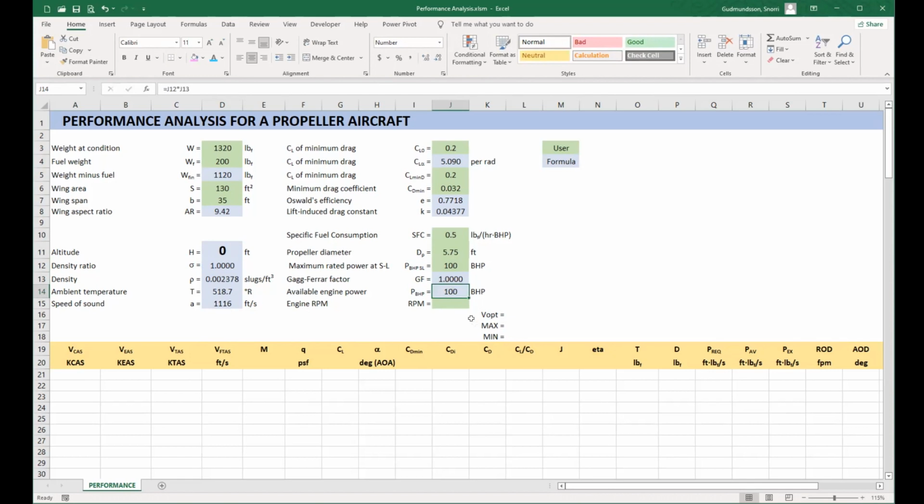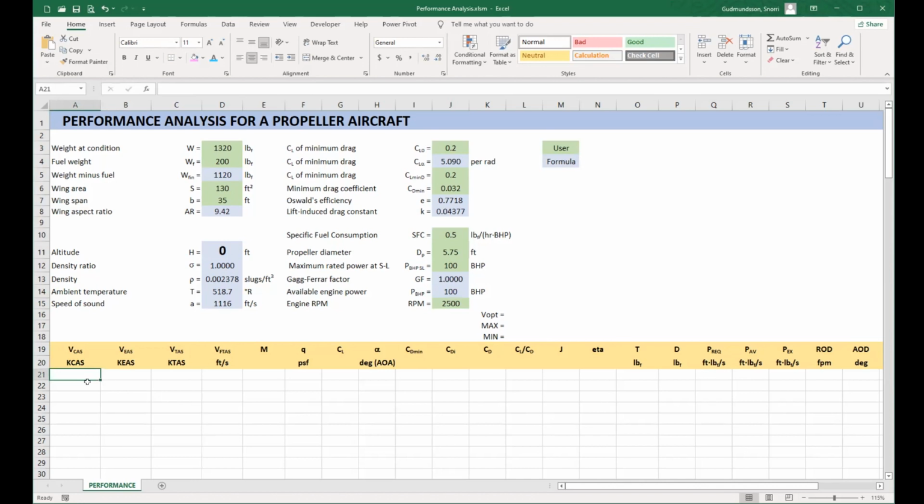Typically, this would be at an RPM between, say, 2,500 to 2,700. Let's just say 2,500 RPM here. Of course, we can study other power settings by changing the variable P sub BHP. That's it. Now we can tackle the table below.